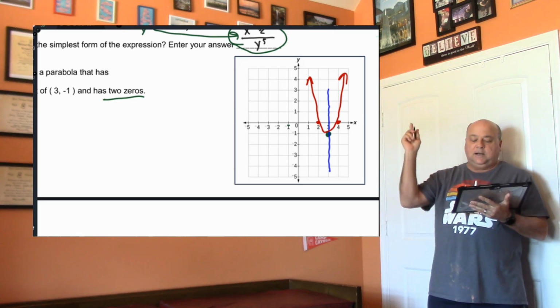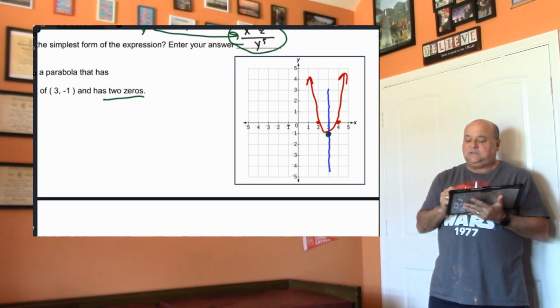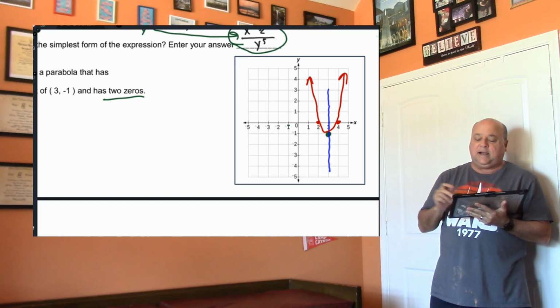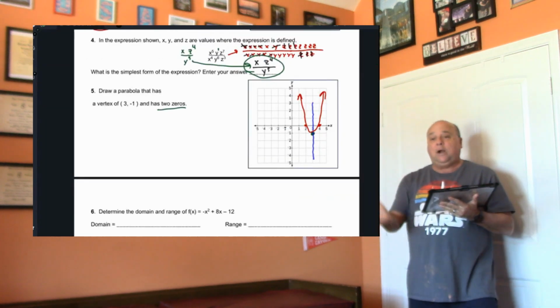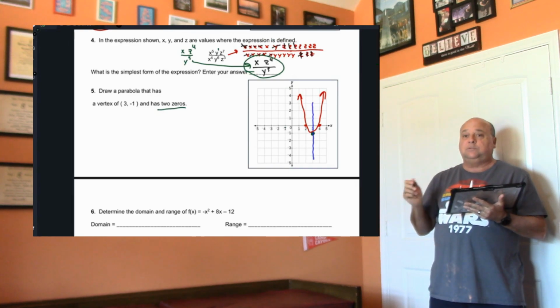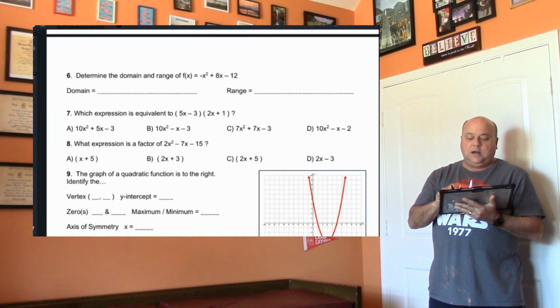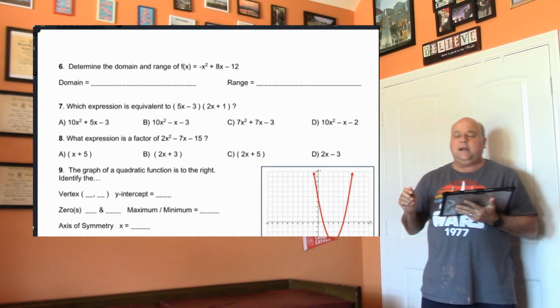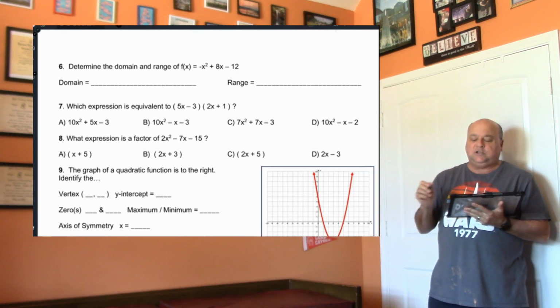Fun, fun, fun. So make sure you know what those zeros, the zeros will be equal distance from the axis of symmetry. And the parabola must open up because the vertex is below the x-axis. Go to number 6. Determine the domain and range of negative x squared plus 8x minus 12.